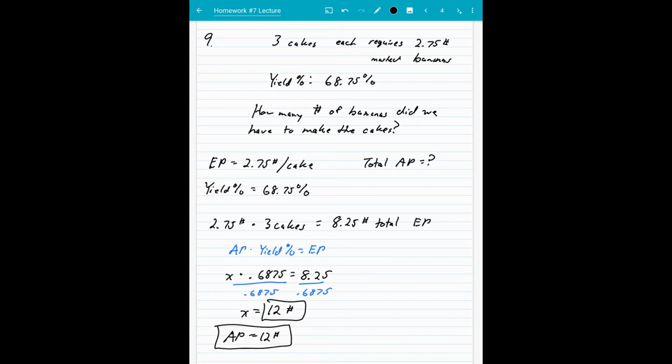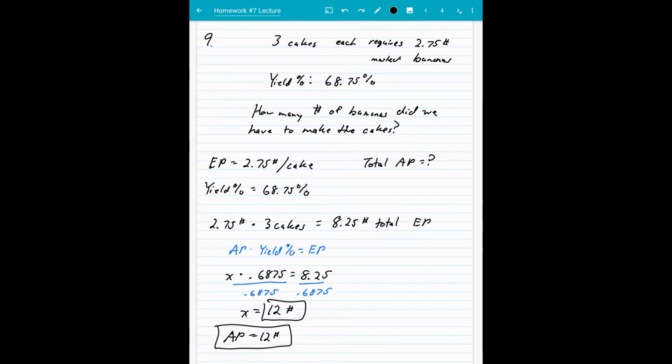So again, breaking things down piece by piece logically is how we work with this. You have to look for little mistakes, like don't use 2.75 in your math. You have 3 cakes, so you have to have a total EP first. This would be your total EP. Then you can find your total AP.